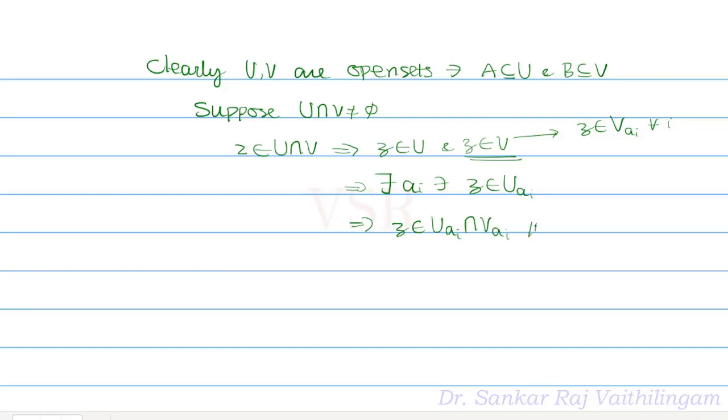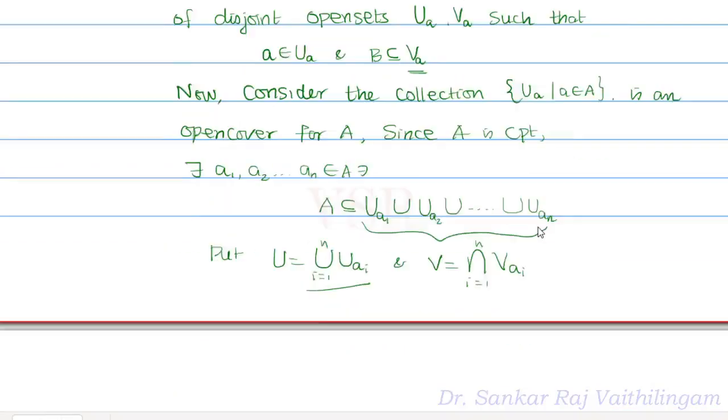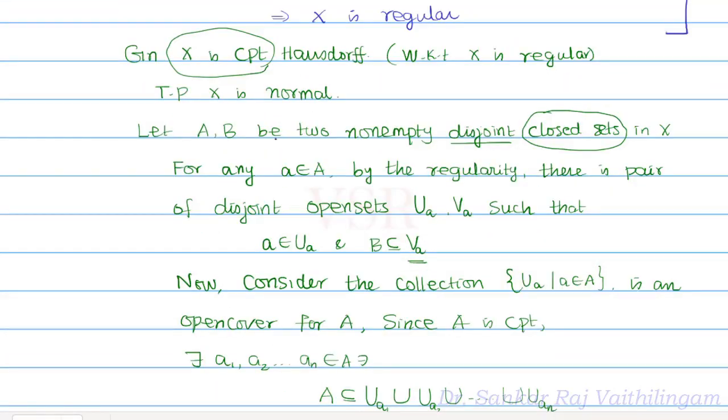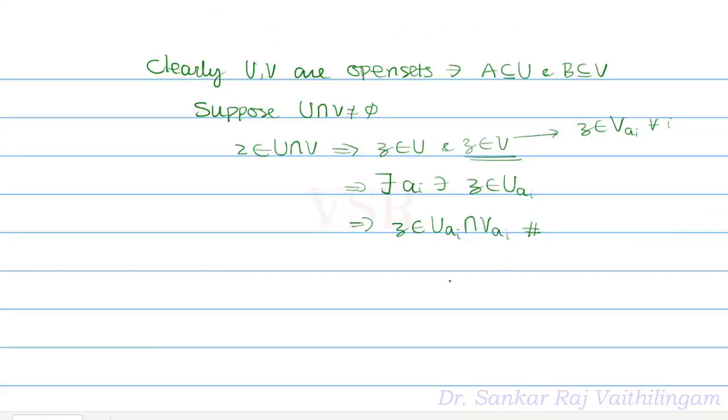That is a contradiction because UAI and VAI are disjoint. By the regularity, these are disjoint open sets, UAI and VAI are disjoint. That is, UAI intersection VAI is always equal to empty. Understood? But here we got a non-empty element in UAI and VAI. That is a contradiction. Where did this contradiction come from? From assuming this is non-empty. So this implies that U intersection V is equal to empty.